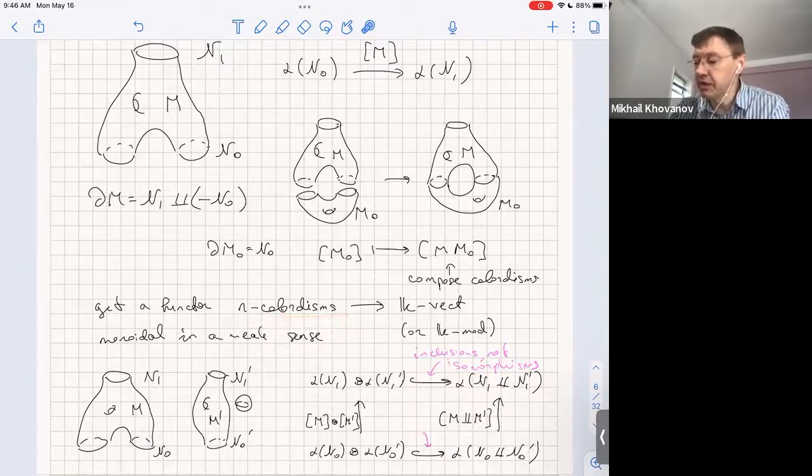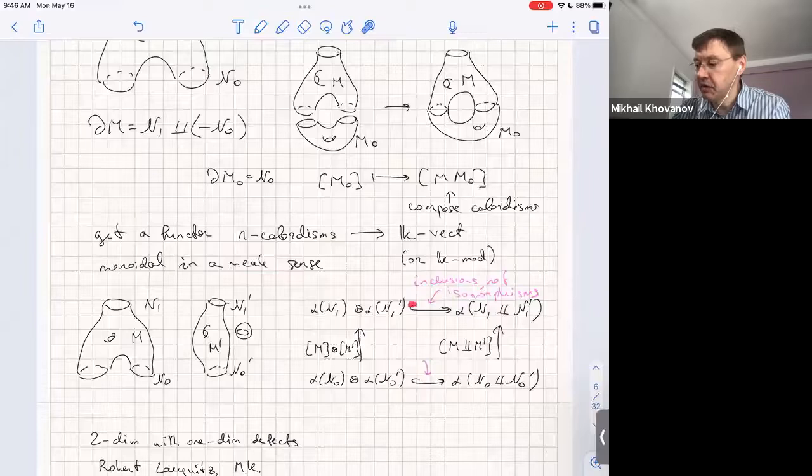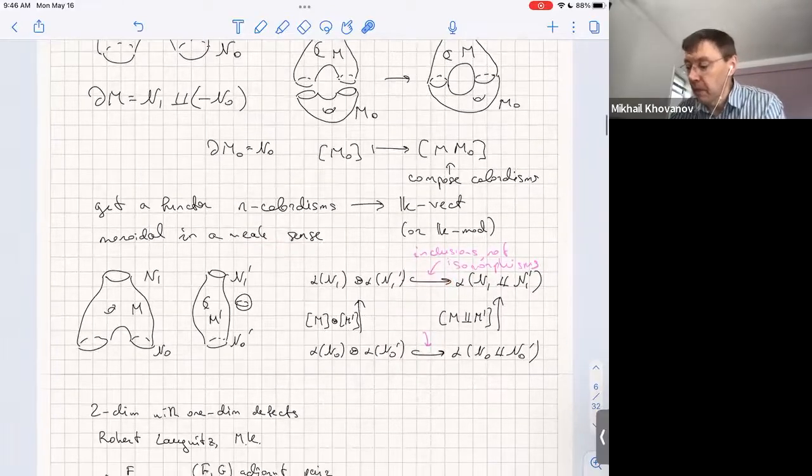so that we get a functor from the category of n-dimensional cobordisms to the category of modules, of vector spaces over K. And again, it's monoidal in the weak sense. We only have inclusions for the disjoint union.